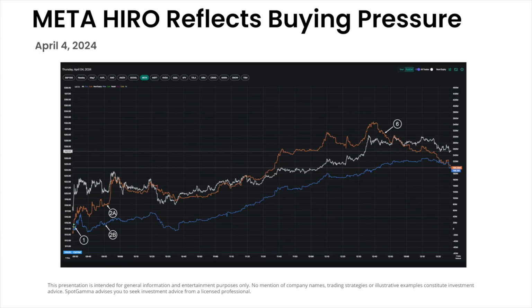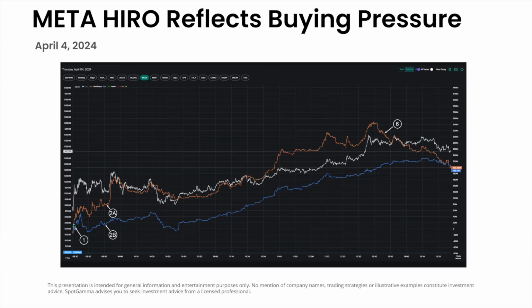Around 10:35 a.m. Eastern Time, traders resumed buying calls and selling puts. At that time, both the call line and put line began moving higher at the same time. When both the call line and put line move in the same direction, this is a very powerful directional indicator. In this case, the signal was bullish. Meta continued to move higher while traders were buying calls and selling puts.